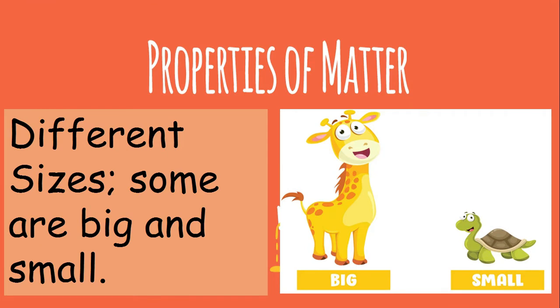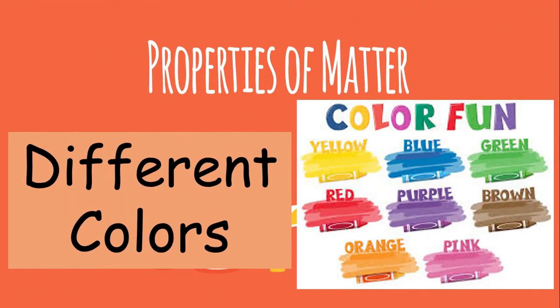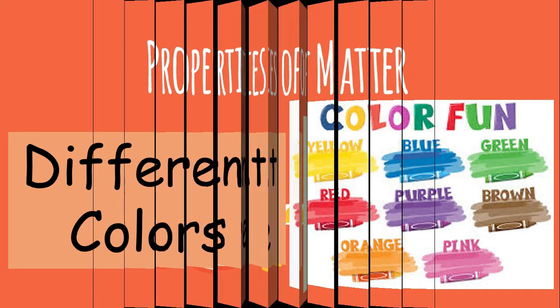Some are big and some are small, just like you are seeing on the screen. Next, matter can be different in shapes. They can be circle, triangle, square, diamond, pentagon, and hexagon, and all of the shapes that you can see around you. Okay? Next, matter can be different in colors. The colors that you see everywhere are also the property of matter.